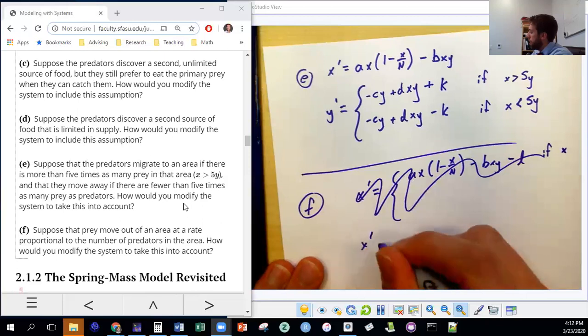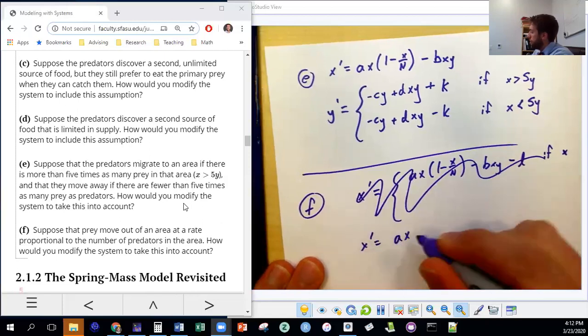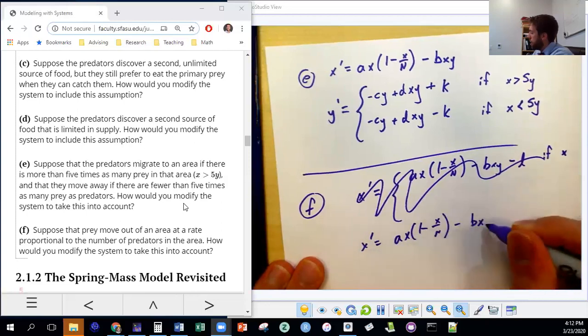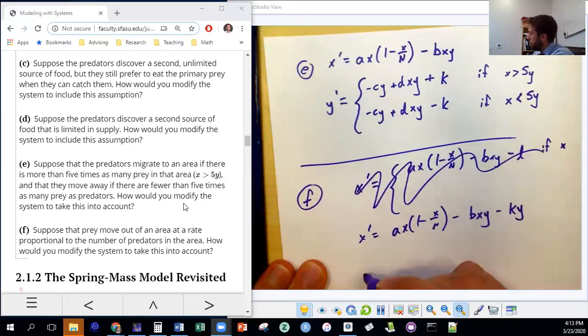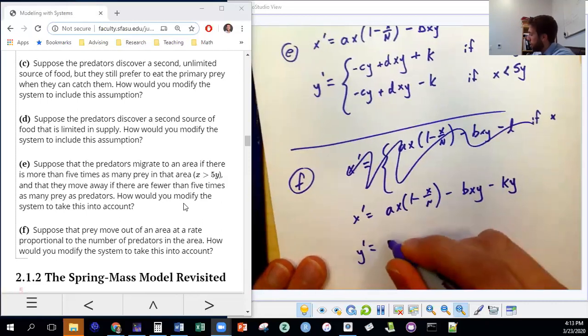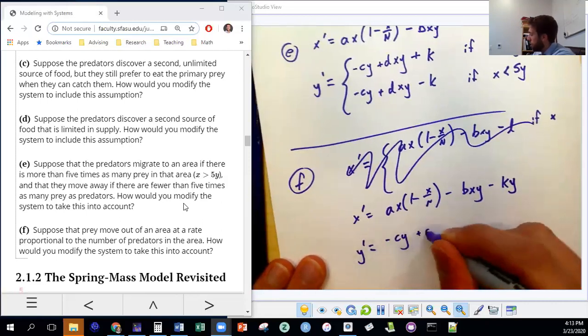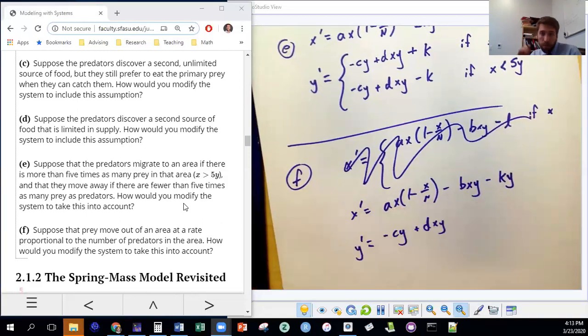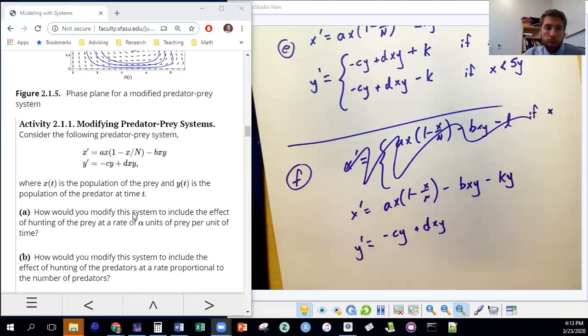So x prime equals ax times 1 minus x over n minus bxy minus, let's just use k, y. And then y prime would just be, I'm assuming we're starting from scratch again, so y prime is just negative cy plus dxy here. Okay, that completes activity 211.